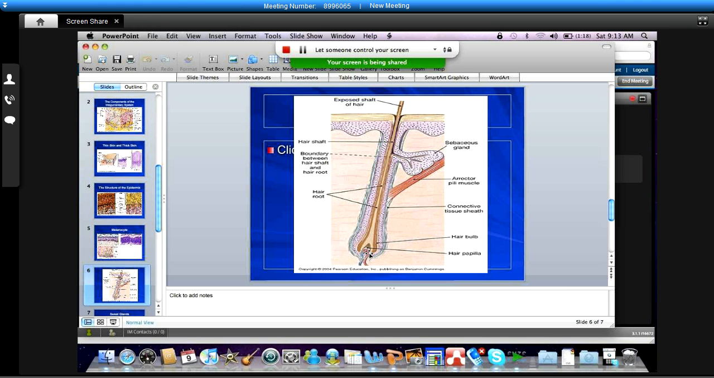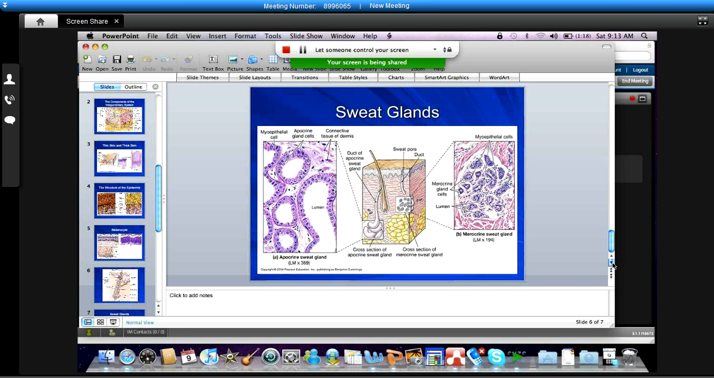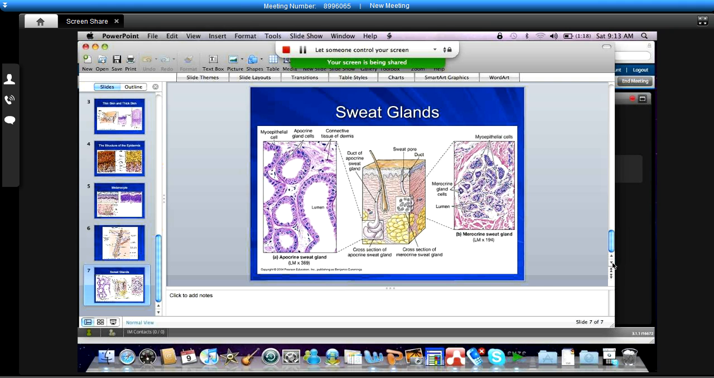The hair follicle, I would expect you to be able to identify the various parts of the hair follicle and the hair shaft itself. I didn't ask you any questions on the sweat glands.